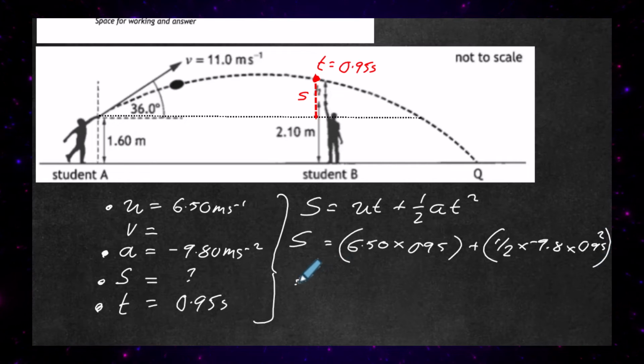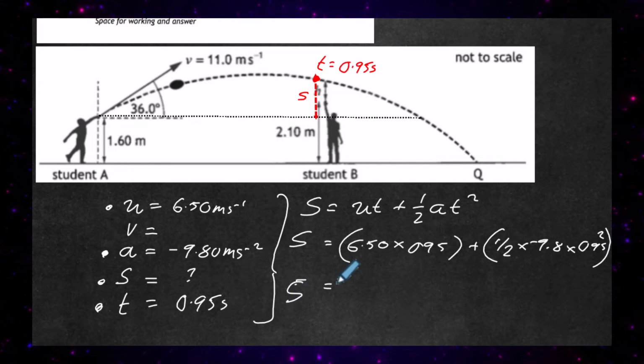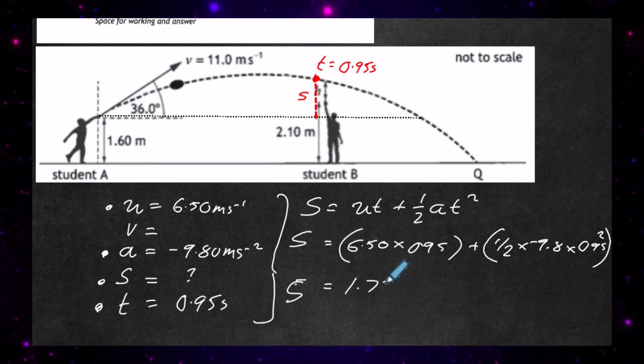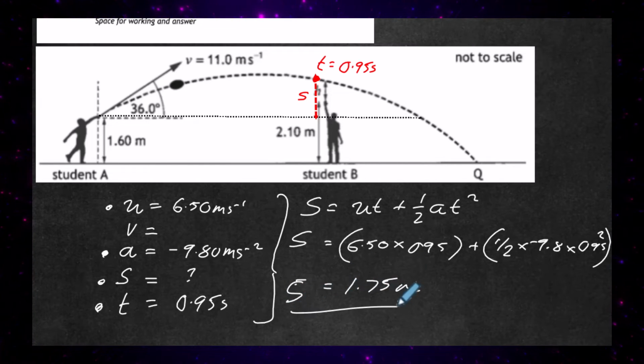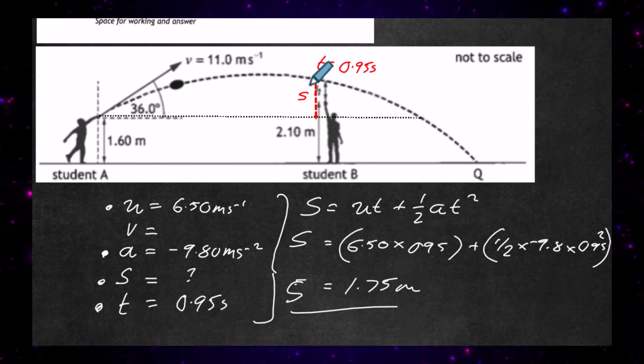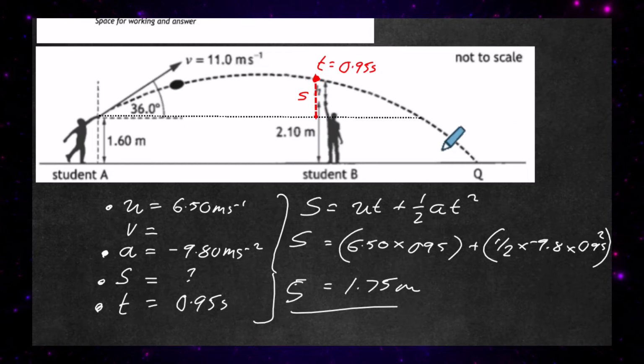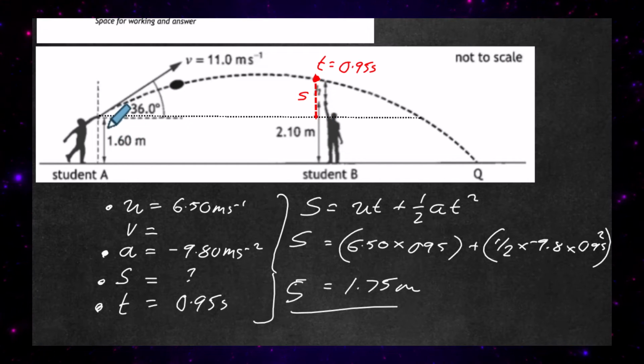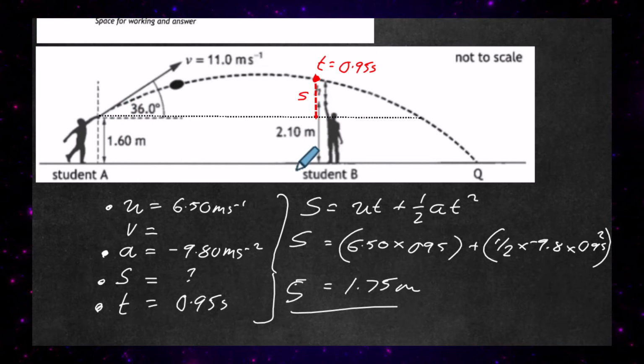Now if you take your time and work it out in the calculator, you get the displacement is going to be equal to 1.75 meters, and that's the displacement s. So this distance here is going to be 1.75 meters. So what's the total height above the ground? Well, we have to add in the 1.60 meters to get the true height above the ground.